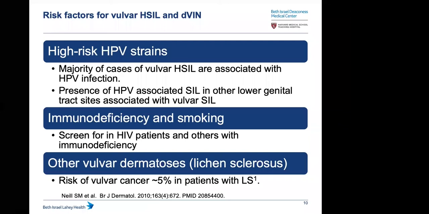Risk factors for vulvar high-grade dysplasia and differentiated VIN, there are several. High-risk HPV, including the oncogenic strains of HPV that are well known to cause cervical cancer, can also be associated with vulvar high-grade dysplasia. Immunodeficiency, as I mentioned, so patients who are HIV positive or are on chronic steroids or immunosuppressants, they're at risk for developing high-grade dysplasia. And smoking certainly increases the risk of vulvar dysplasia, similar to cervical dysplasia and cervical cancer. Other vulvar dermatoses put patients at risk for developing differentiated VIN, such as lichen sclerosus. And differentiated VIN has a greater likelihood of developing into vulvar cancer. So it's these patients that you need to watch very closely.